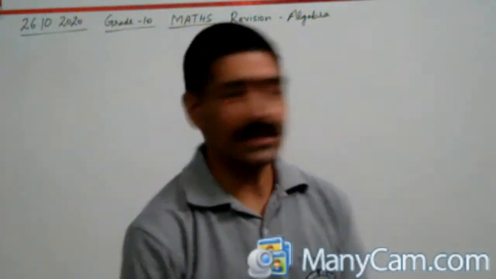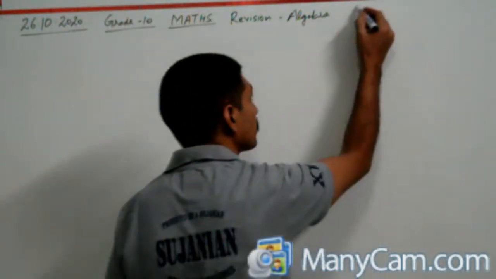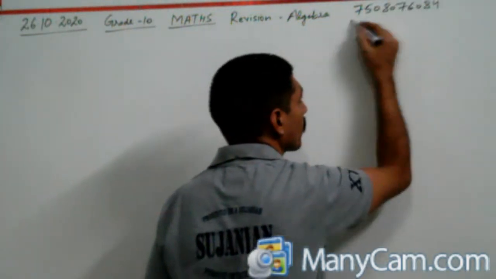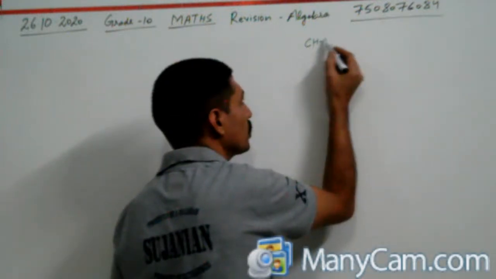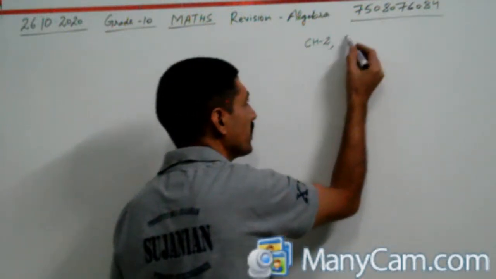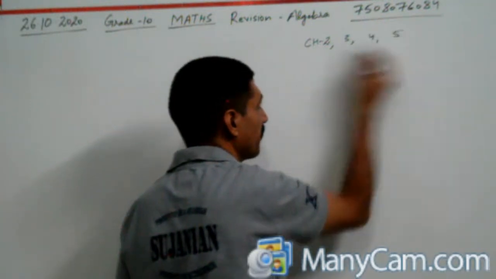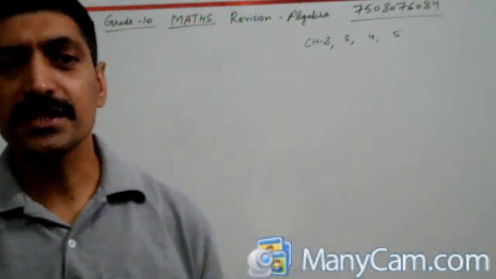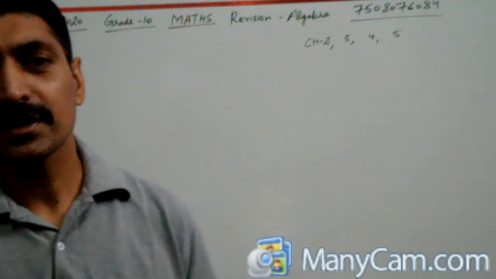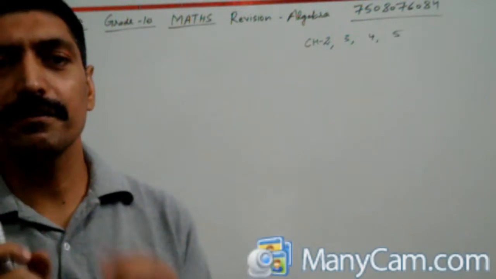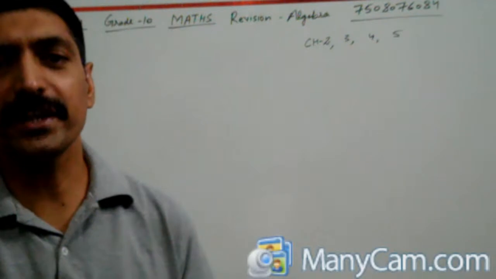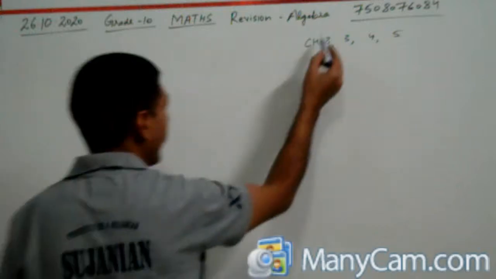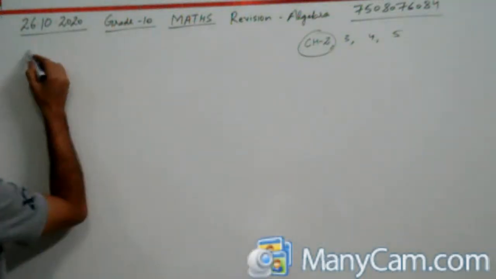So in algebra we are doing chapter 2, chapter 3, chapter 4 and chapter 5. In these chapters students commit very basic mistakes, very common mistakes, right? So in chapter number 2 we have the polynomials.